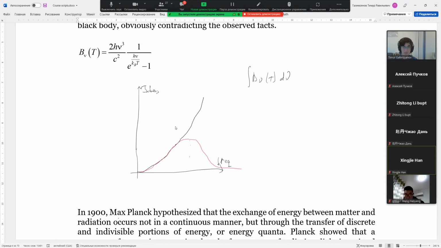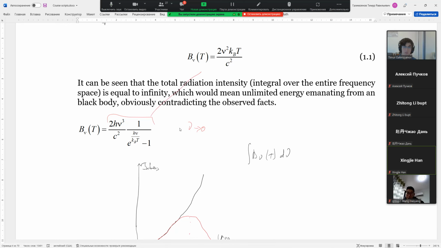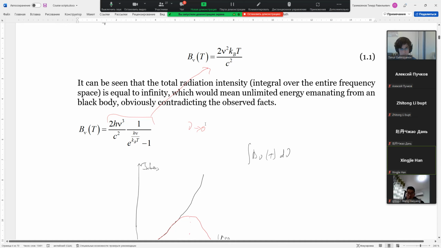And this new dependence worked well, and it could predict the experimental data, and moreover, it could solve this problem of the black body radiation. And you understand that if you approximate this equation at low frequencies, this equation will become the classical one.